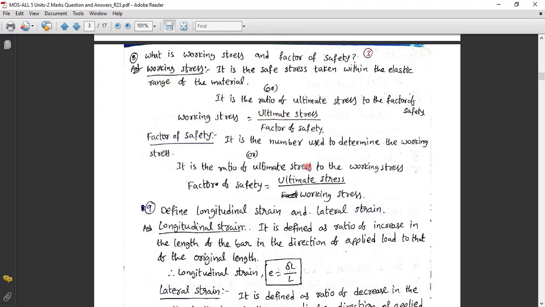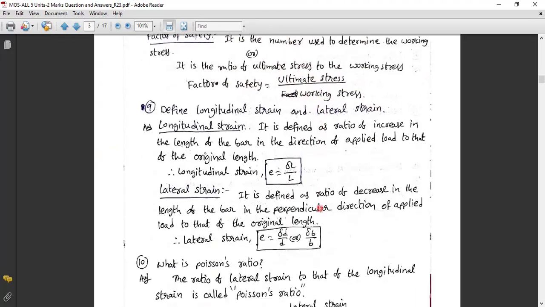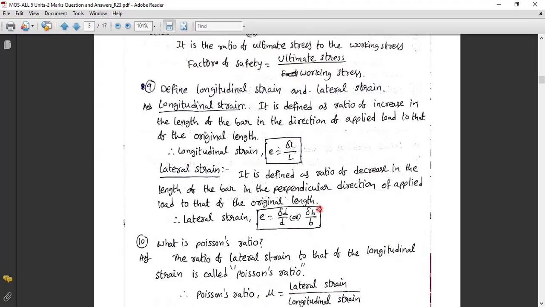It is the definition beautifully said here, if I am not wrong. It is the number used to determine the working stress. So, what is that? It is the number used to determine the working stress. Ultimate stress upon the working stress is called the factor of safety. So, from this formula it is derived. It is the ratio of ultimate stress to the working stress. Here, this working stress is coming down and this factor of safety is going here. Then it is ultimate stress upon working stress. So it is beautifully explained in Hooke's law.